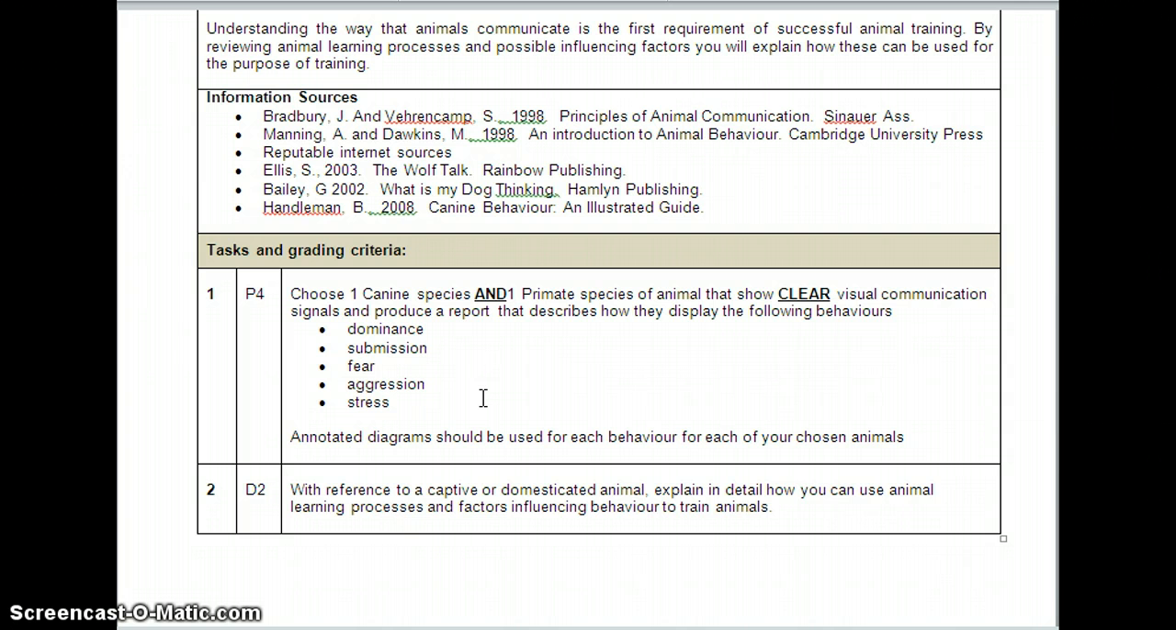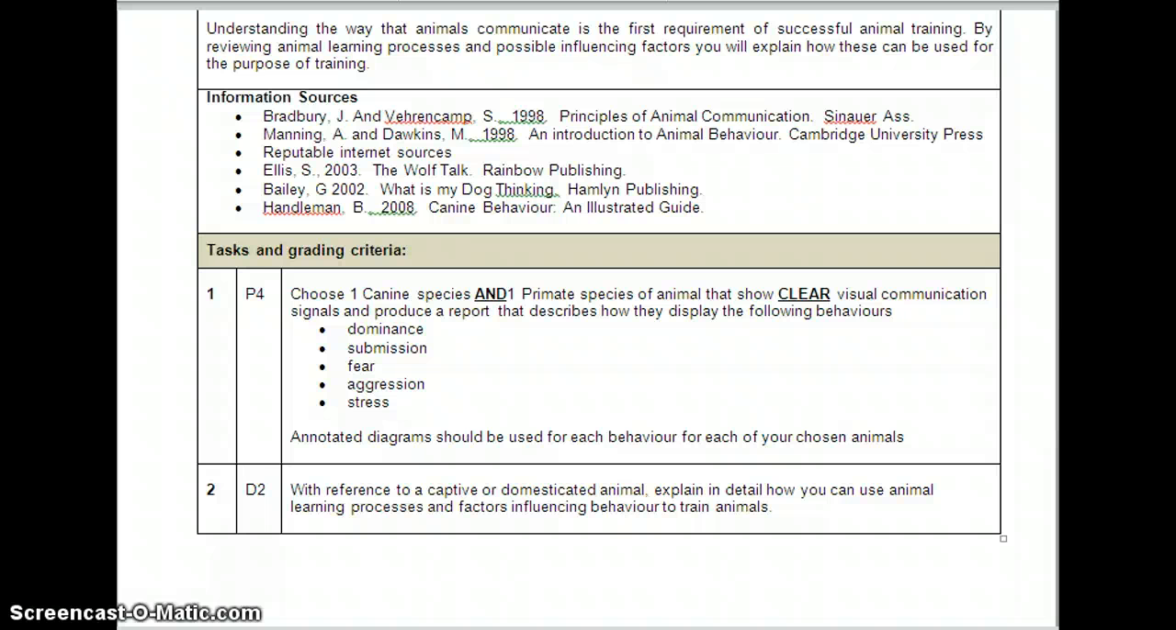Okay, so second task, with reference to a captive or domesticated animal, explain in detail how you can use animal learning processes and factors influencing behaviour to train animals. So what you need to do for this task is to firstly identify the learning processes. So things like operant conditioning, classical conditioning, habituation and sensitization.